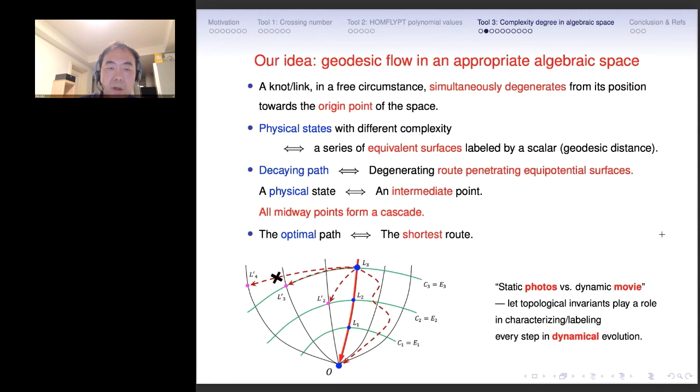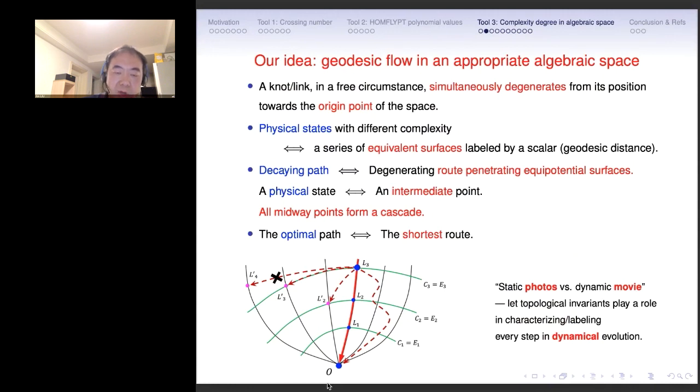Secondly, physical knots are different physical states which have different complexity, and they form a series of equivalent surfaces labeled by a scalar. The decaying path is equivalent to a degenerating route penetrating those equipotential surfaces. A physical state is an intermediate point, and all midway points form a cascade. So all the above ideas just form such a picture.